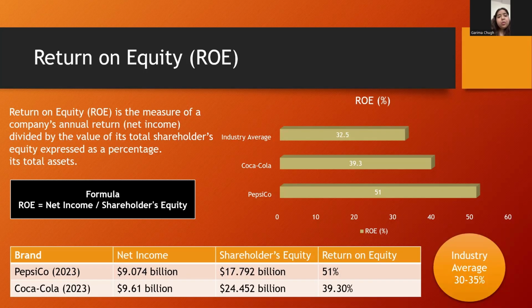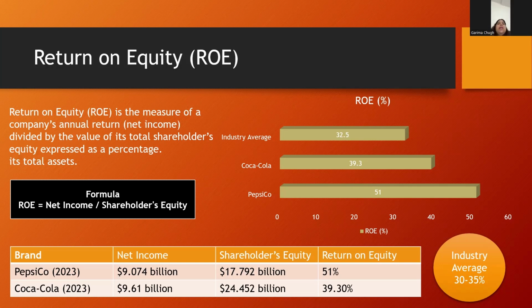Now, comparing all the profitability ratios of both companies, we conclude Coca-Cola outperforms PepsiCo in most profitability metrics, including gross profit margin, operating profit margin, and ROA. However, PepsiCo has a much stronger ROE, indicating high returns for its shareholders. Both companies maintain strong net profit margins, making them competitive in the industry.